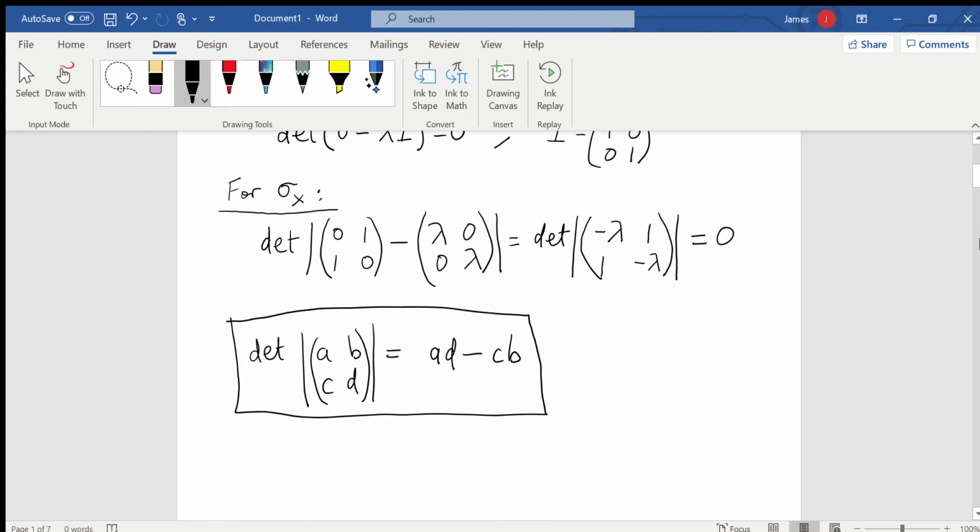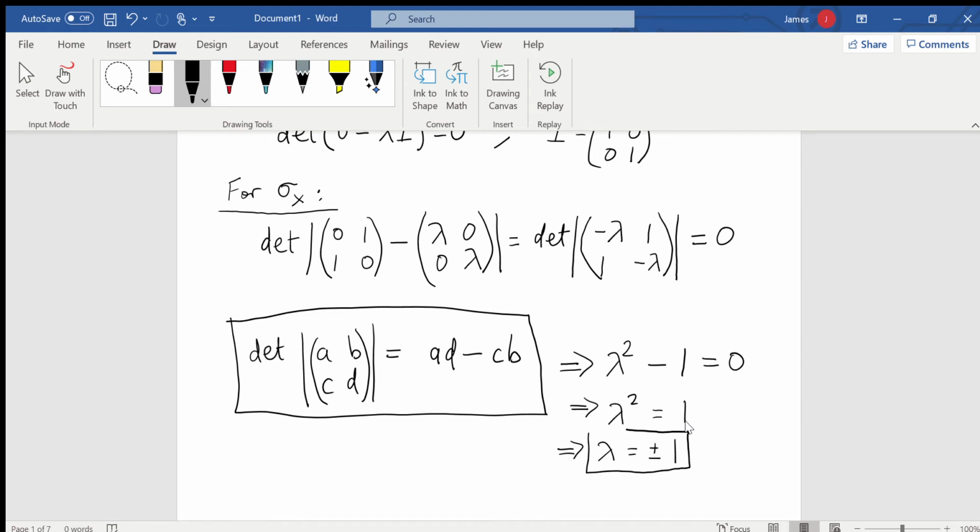If we apply that to our situation here, then we just have minus lambda times minus lambda, which is just lambda squared, minus 1 times 1, which is 1, and we set that equal to 0. If we take the 1 to the other side, we have lambda squared is plus 1, and therefore lambda could be plus or minus 1. If lambda squared is 1, we take the square root, we could have plus or minus 1. Okay, so there's our result.